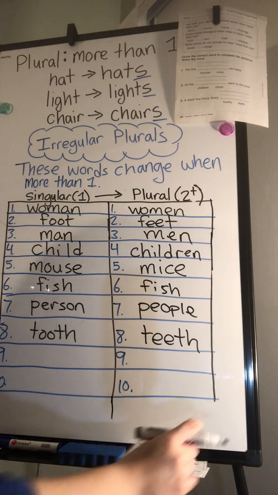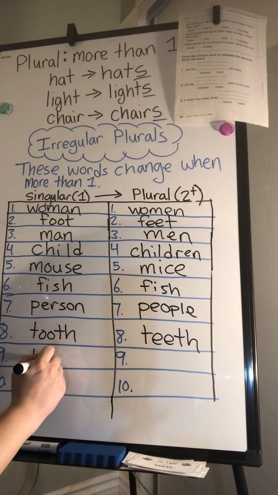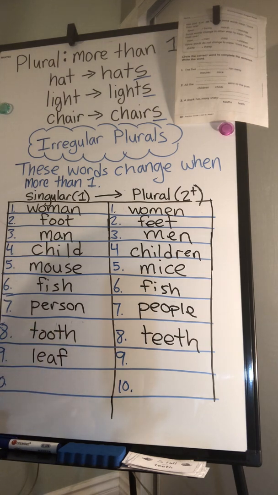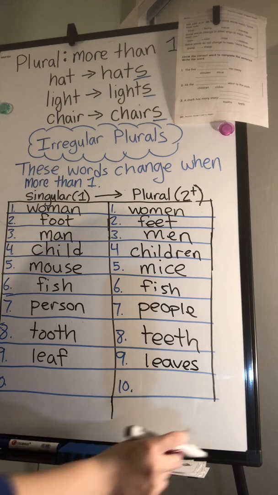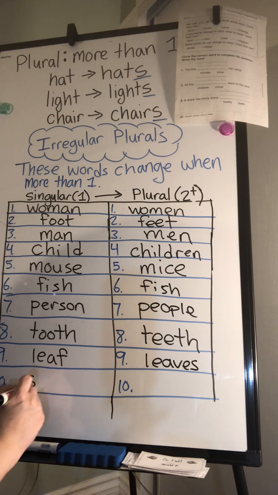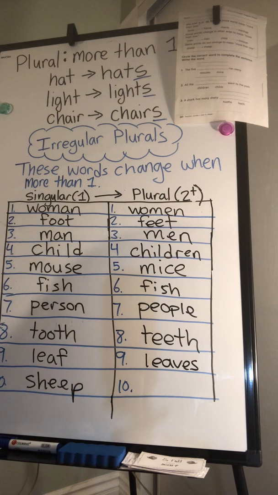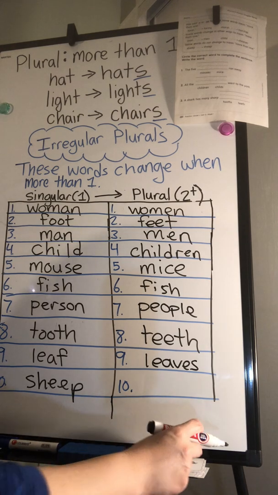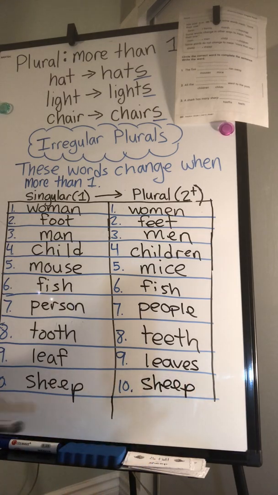Okay, two more. One leaf. Two leaves. If you said it right, give yourself a point. And our last one, one sheep, two sheep. Give yourself a point if you got it right.